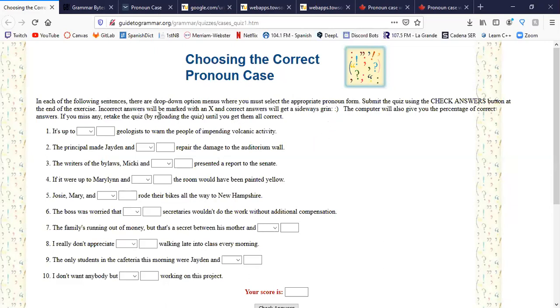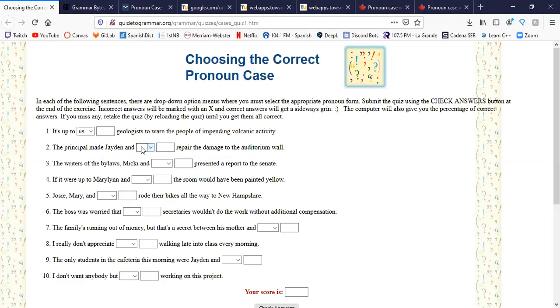Number one: It's up to blank geologists to warn the people of impending volcanic activity. Here we have us and we. Pause the video for a moment and try to think of what the answer is. I'll wait 5 seconds. The correct answer is us geologists, because us geologists is the object of the preposition up to.